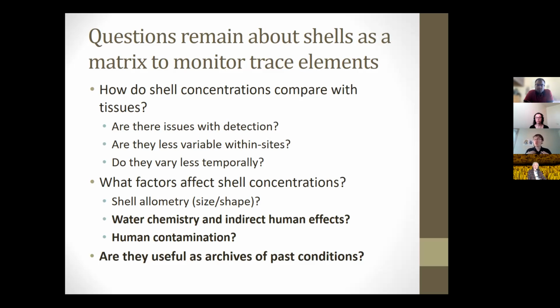So when you reproduce as a mussel, you lose a lot of mass because you're using a lot of energy to reproduce. And when you lose mass, but the amount of trace elements stays the same, that means concentration is going up in those tissues. So we know that tissues tend to vary widely in a seasonal way. But what about shells? Shells should kind of be storing this up. So are they a more long-term store? Are they less variable? Would they be better in that respect?